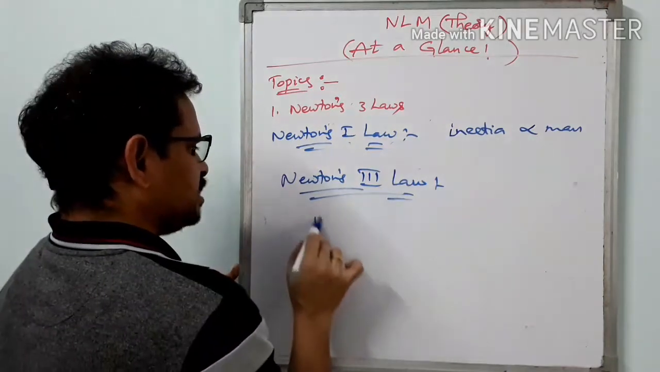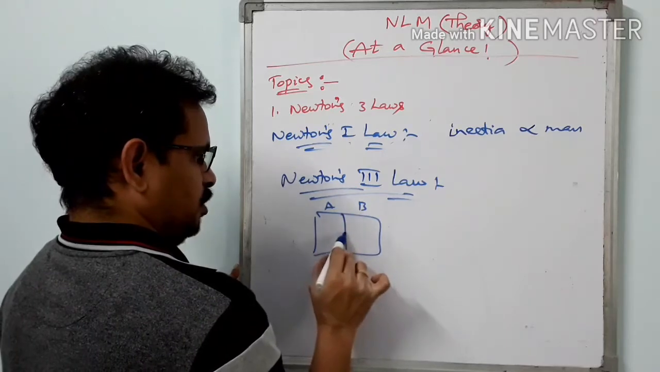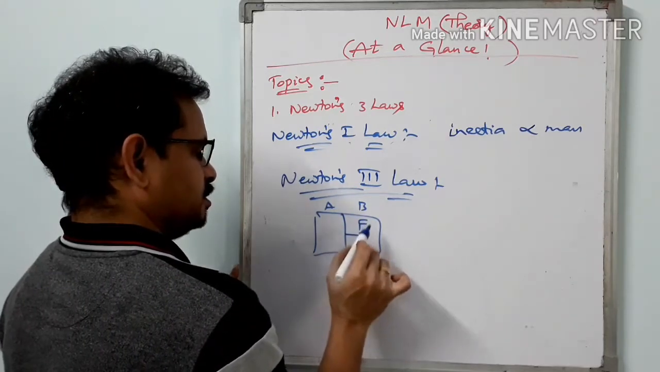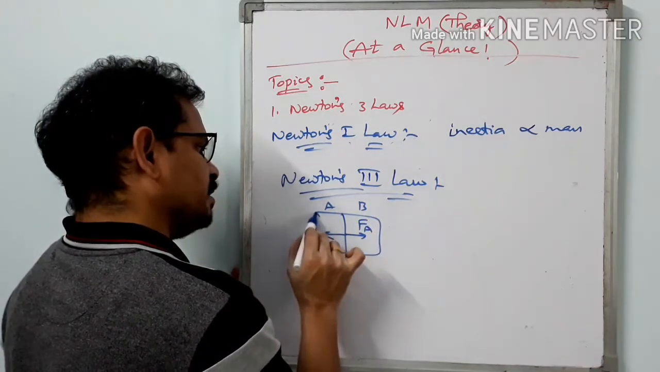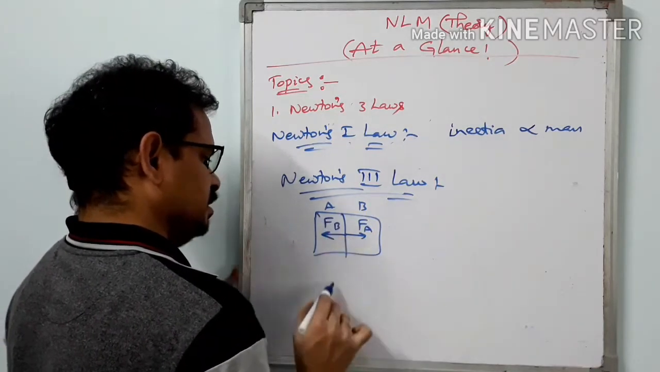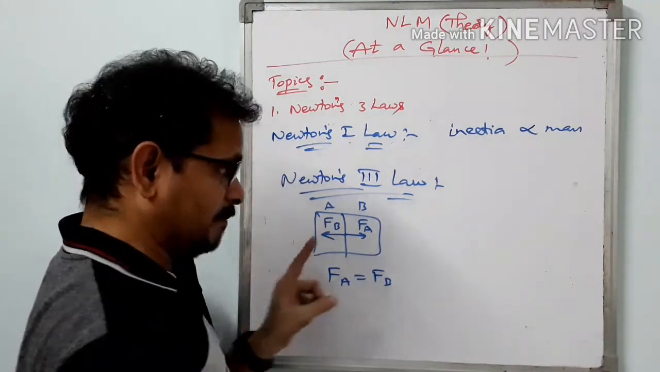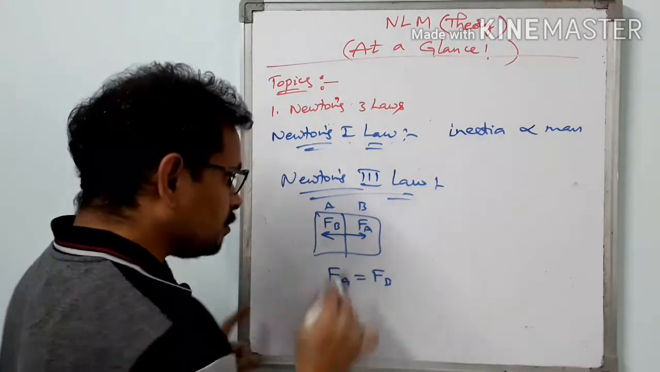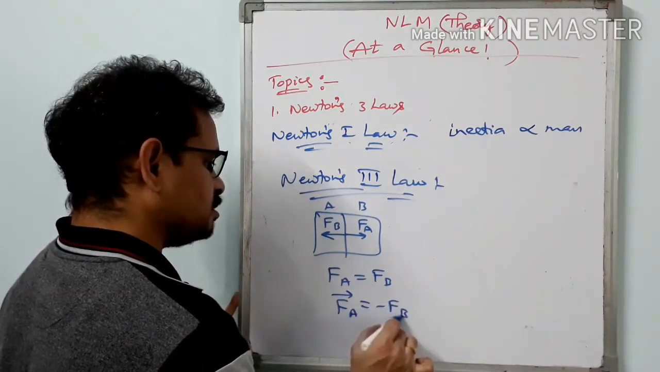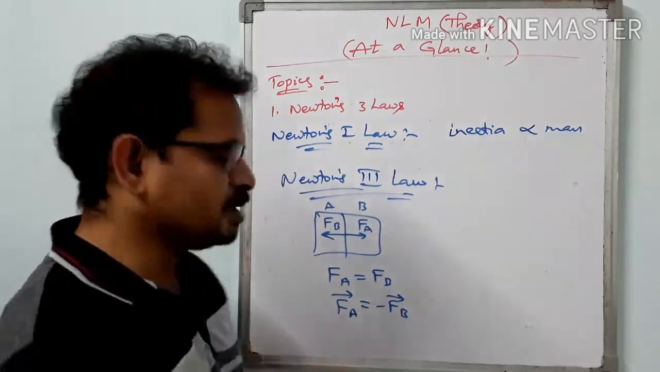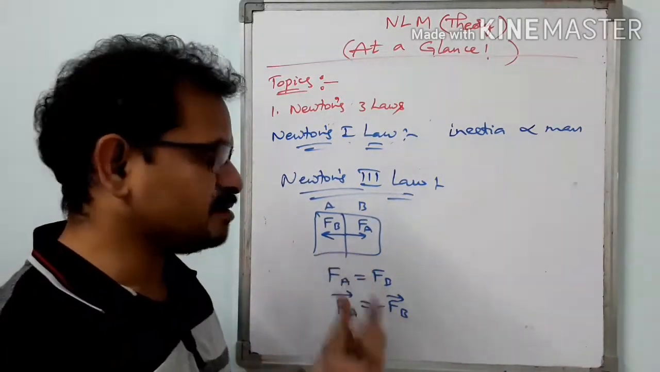For every action there is an equal and opposite reaction, you know. This is body A, this is body B. If body A applies a force on body B, let it be Fa. Body B applies the same amount of force on body A, let it be Fb. That is Fa equal to Fb. So magnitudes of these forces are equal. Then what about directions? Fa bar is equal to minus Fb bar. So both of them are opposite in direction. So for every action there is an equal and opposite reaction.